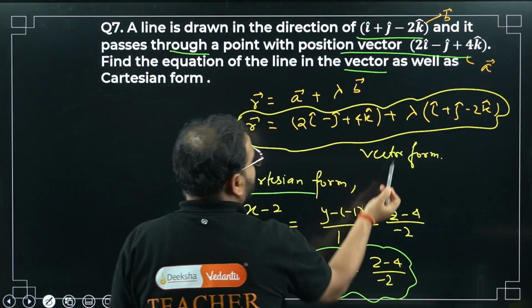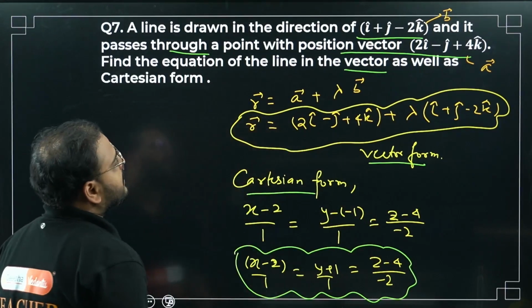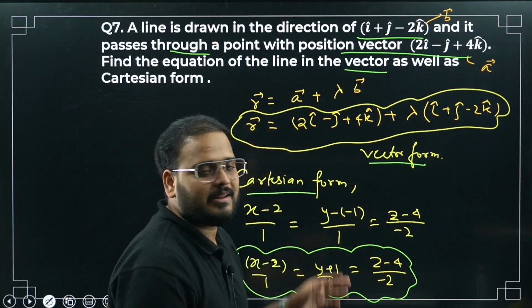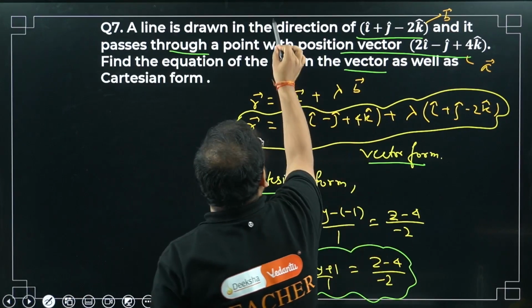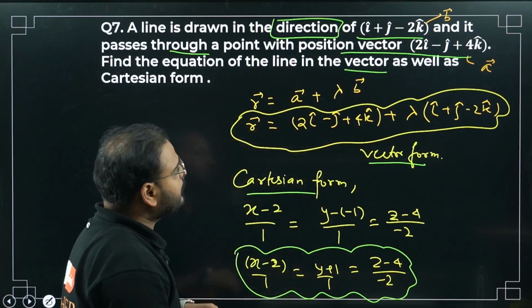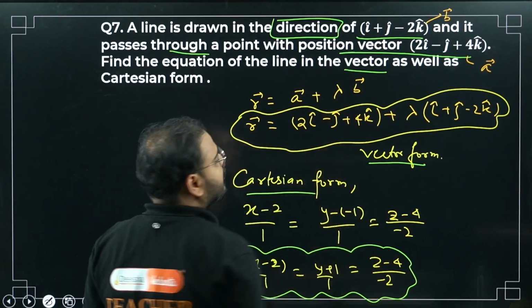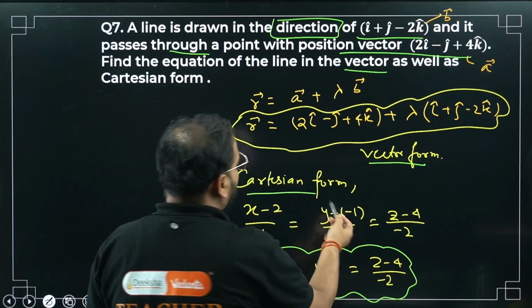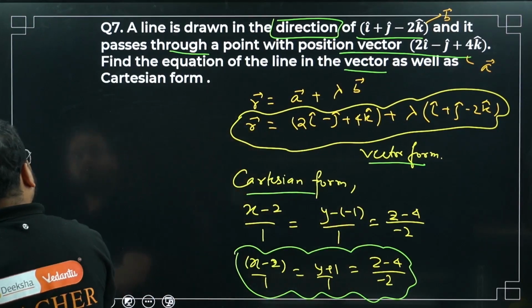Cartesian form is here, vector form is here. Please have a look. Simple. They have given the direction of the line, which gives you the parallel sense, so for the parallel vector we are given the vector form. And again they have given the position vector of the point they are passing through. So from there we can get this combination for vector form and Cartesian form. Let's move on to the next question.